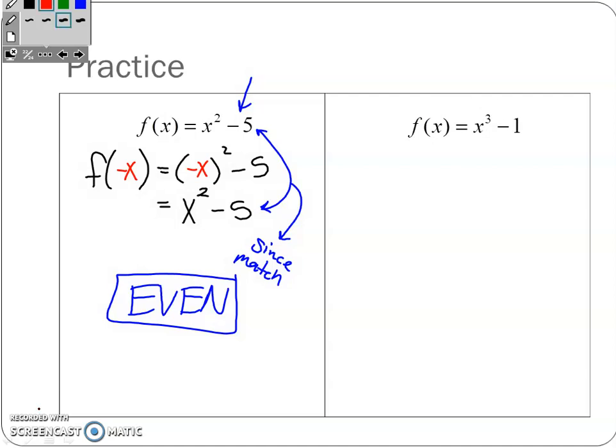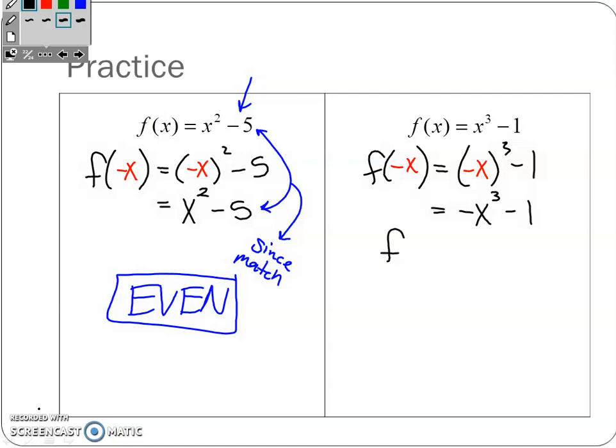I'm going to go ahead and test f of negative x. F of negative x equals negative x cubed minus 1. That cubed is not going to get rid of that negative. So this just ends up being a negative x cubed minus 1. Do these two match here? No, they don't match. This one doesn't have a negative. So that means that this is not an even function.